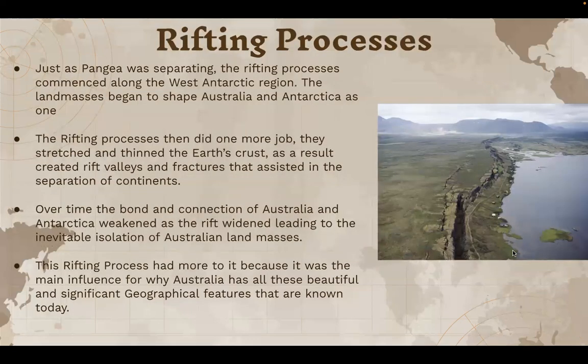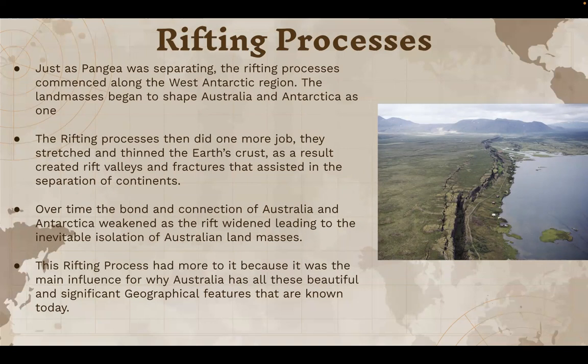So just as Pangaea was separating, the rifting process commenced along the West Antarctic region, and the land masses began to shape Australia and Antarctica as one. So they were joined and were meant to never be separated. The rifting process had one more job. It stretched and thinned the Earth's crust, and as a result, created rift valleys and fractures that assisted in the separation of the continents. Over time, the bond and connection of Australia and Antarctica weakened as the rift widened, leading to the inevitable isolation of Australian landmasses.